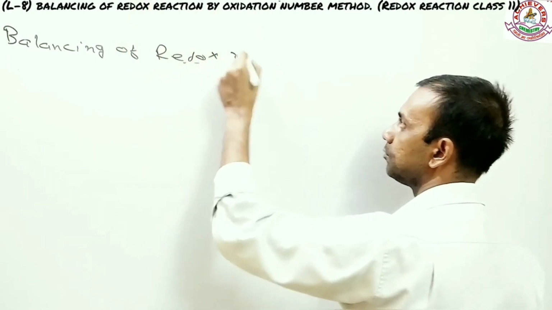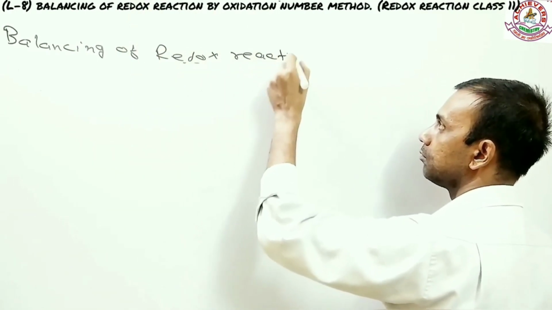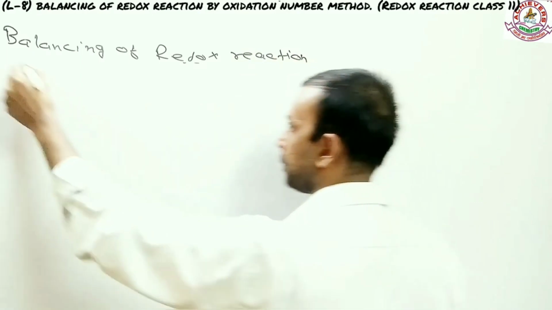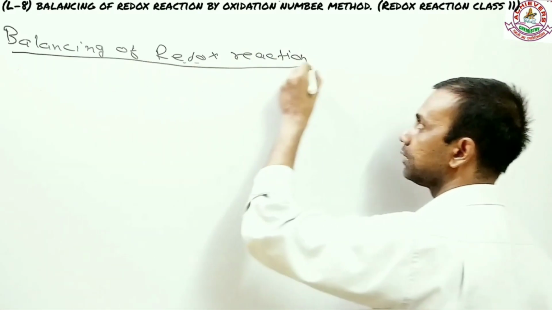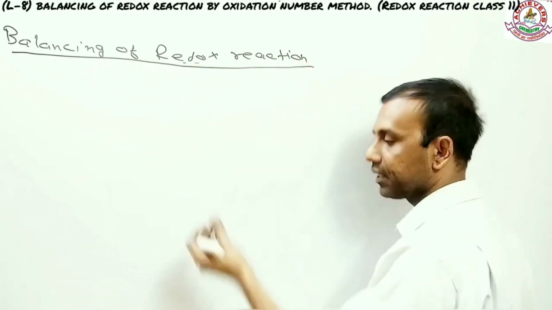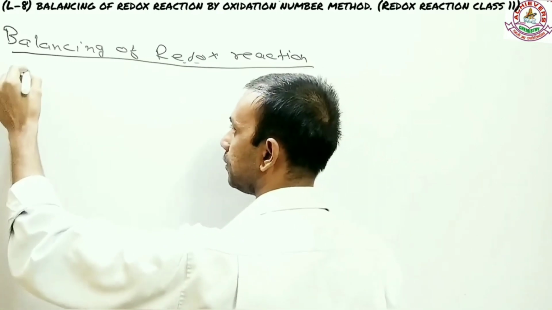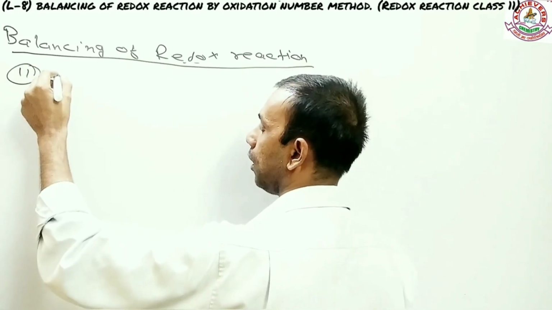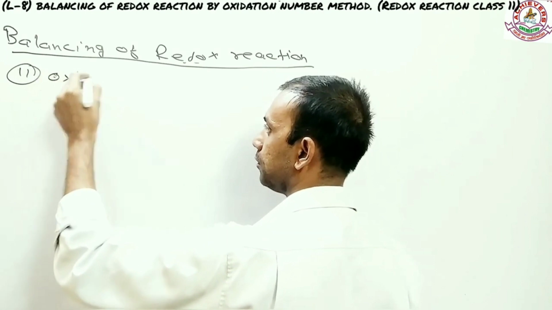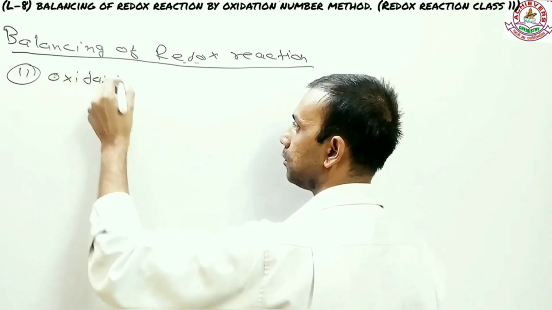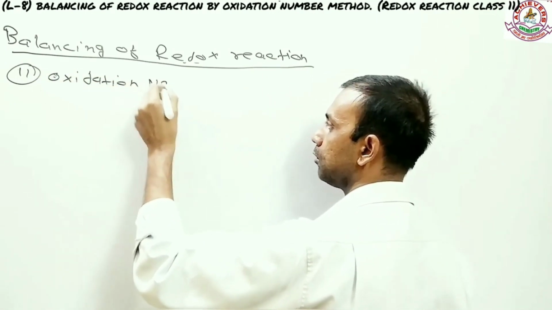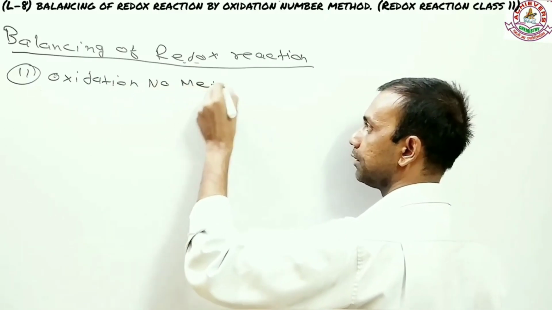Balancing of redox reaction. If you remember, I have already explained the first method to balance it. So right now, I have the second method, which is called the oxidation number method.